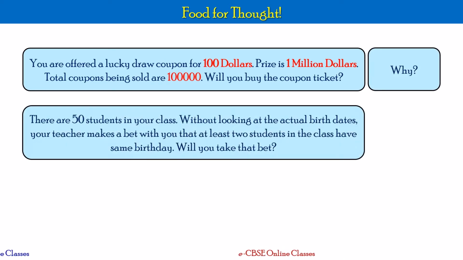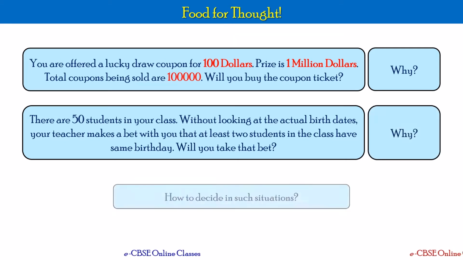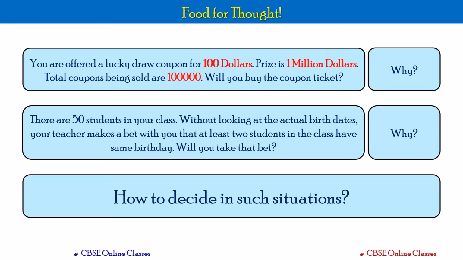Let me give another situation. There are 50 students in your class. Without even looking at the data of the dates of birth, your teacher makes a bet with you that at least 2 students in the class have the same birthday. Will you take that bet and why? So how will you decide in such situations?